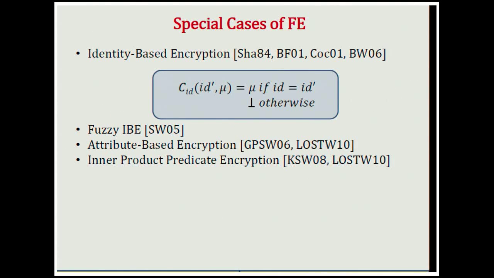So there are various special cases of functional encryption, for example, identity-based encryption. In identity-based encryption, we view a family of circuits being indexed by an ID, and the message consisting of two parts, ID prime and a payload. The property is the following: the decryptor should be able to learn the payload if and only if ID matches ID prime. And there are various other special cases of functional encryption.